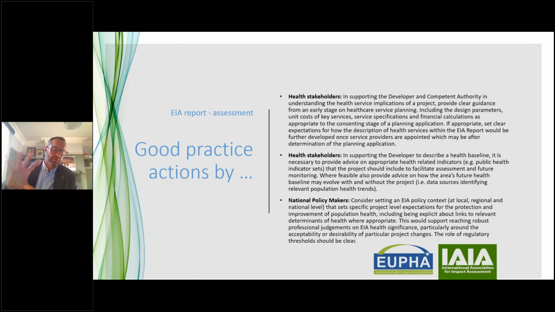Again, this will differ across different member states, but we have put some thought in about this. This is something which health stakeholders may want to consider, and how to make this point to both the developer and the competent authority. Points around the health baseline also, which is clearly important, and this will go forward into monitoring, and then the importance of setting the EIA policy context. So if we move on from there, please.